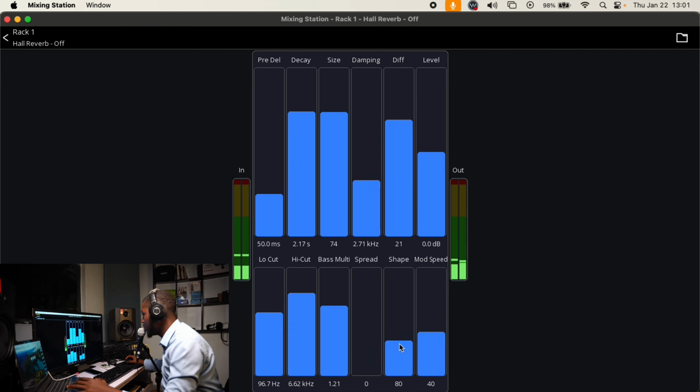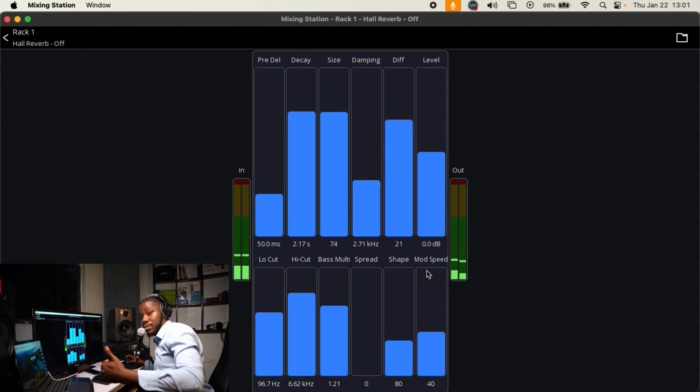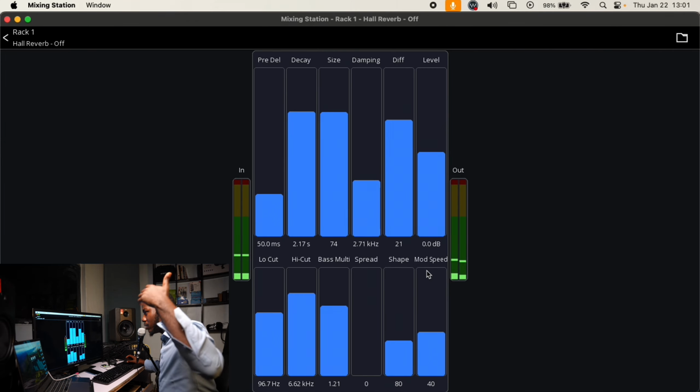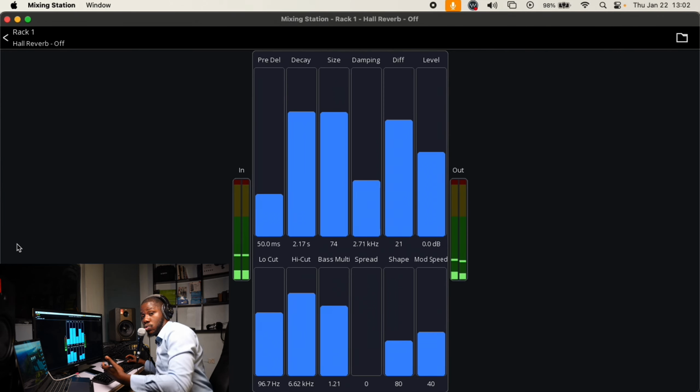And of course, yes, we have the shape and the modulation speed. Modulation speed is basically like the reverb itself. There's that reverb vibe, like the speed in which you want it to go. Do you understand? Reverb is actually a form of delay. Actually a form of delay. So that's it about the Hall Reverb.